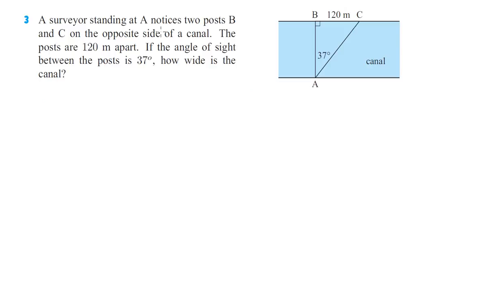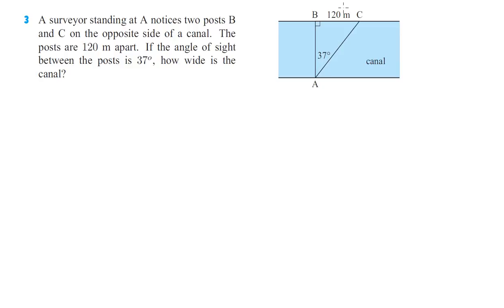A surveyor standing at A notices 2 posts, B and C, on the opposite side of the canal. The 2 posts are 120 meters apart. If the angle of sight between the 2 posts is 37 degrees, how wide is the canal? It's kind of nice because this one actually already draws it for us. We just have to figure out what sides we're looking at.